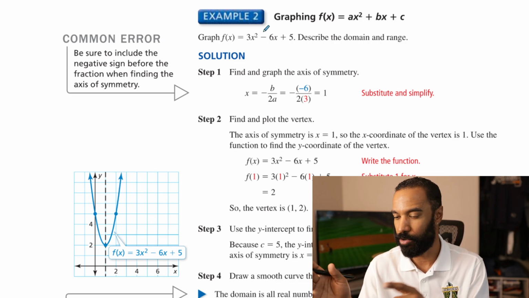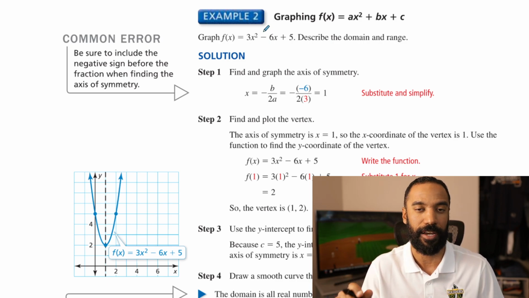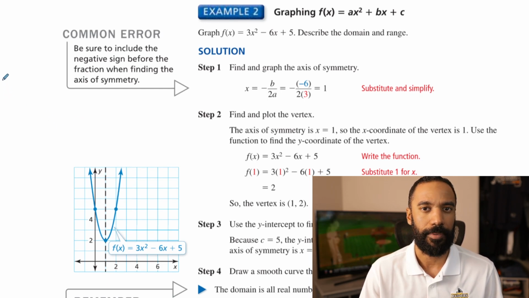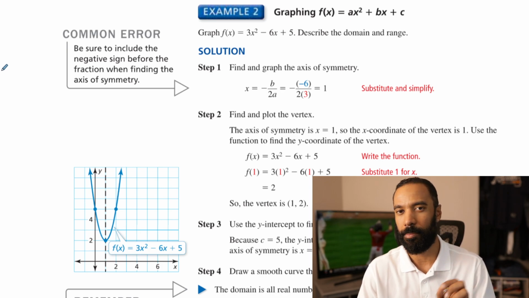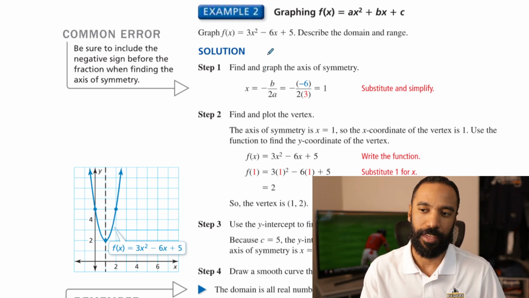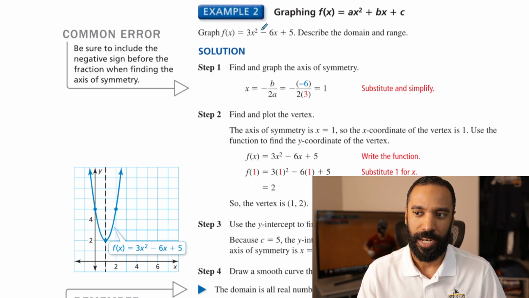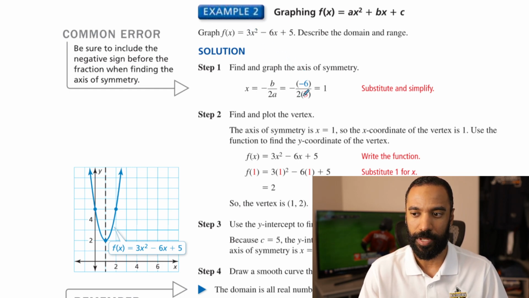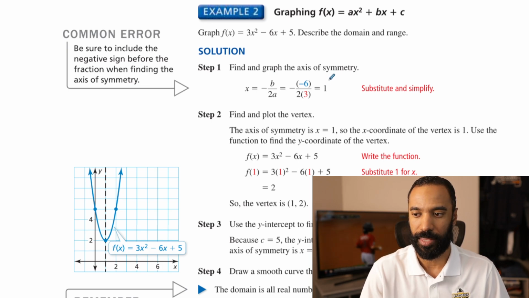And I imagine, because I don't know yet how they find their points, that they probably use a table to find all the remaining points. You want to build it around your vertex. So how do they find the x value of their vertex? Negative b over 2a. Negative b is the opposite of negative 6, which is 6. Over 2a, a is 3, 2 times 3 is 6. So 6 over 6 is 1. That's where they get that.